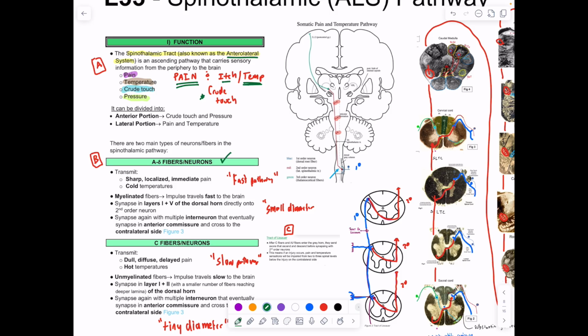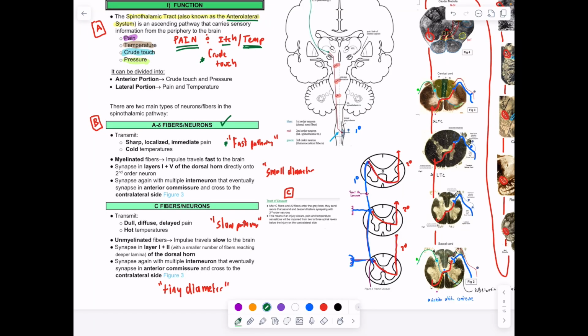You have the A delta fibers, which is a relatively fast pathway, not as fast as A beta that we saw in DCML, but relatively fast. They are myelinated, smaller diameter than the A beta fibers we saw in DCML. Then you have the C fibers, which is like our slow path.